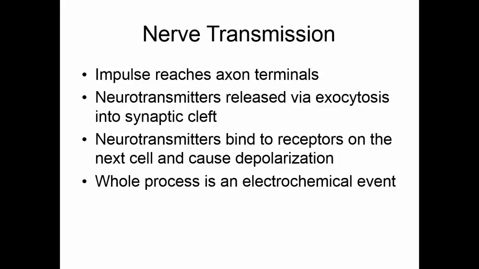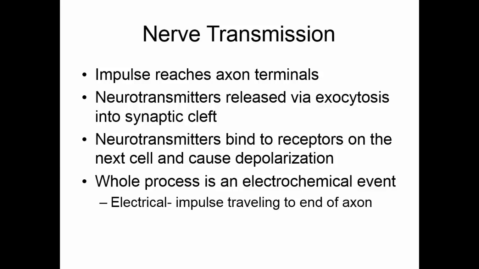This whole process is what we call an electrochemical event. It's electrical because we have an impulse traveling to the end of the axon. It's chemical because that electrical impulse causes the release of the chemical neurotransmitters.